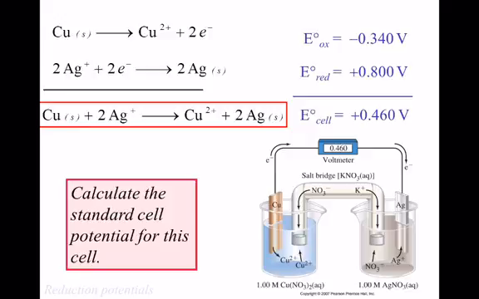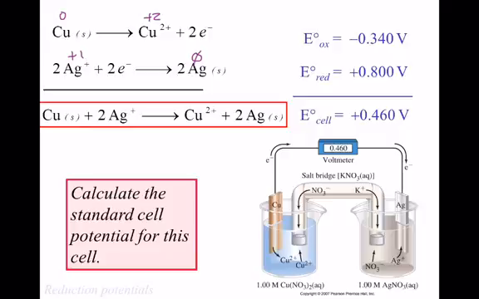Okay, so this is an electrochemical cell. We have an anode and a cathode. The anode is where oxidation occurs, and the cathode is where reduction occurs. We talked about oxidation numbers. Here's copper going from 0 to +2, and here's silver going from +1 to 0. So silver is being reduced and copper is being oxidized, so the copper being oxidized must happen at the anode.